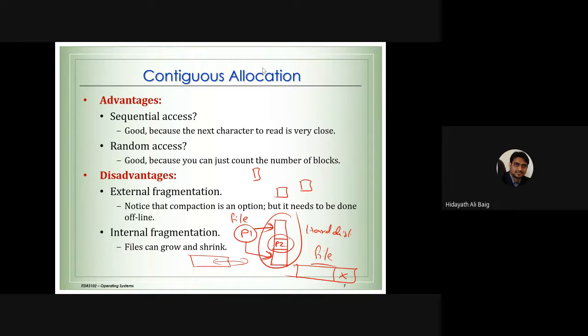So what is contiguous allocation? Continuously we are going to allocate the disk blocks.